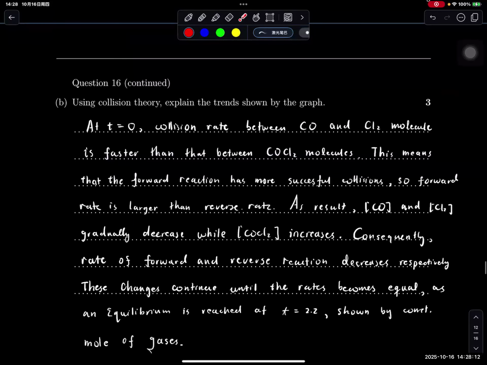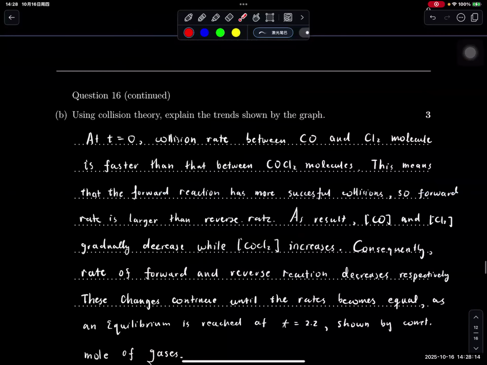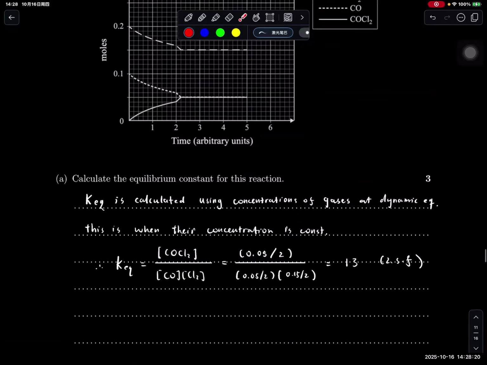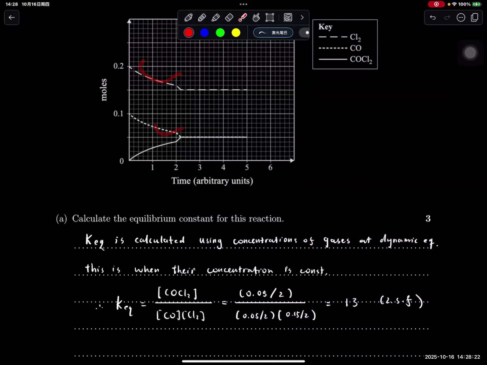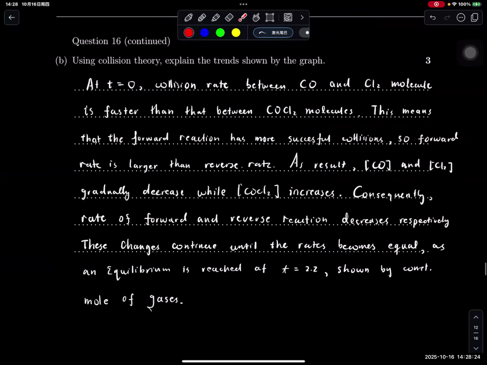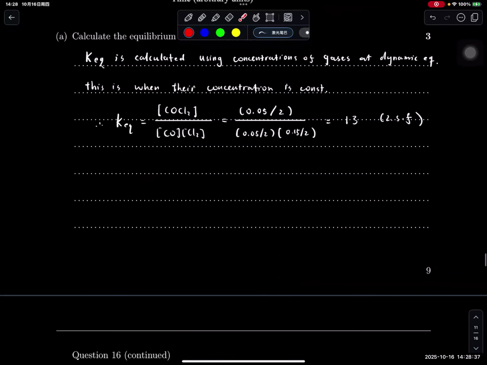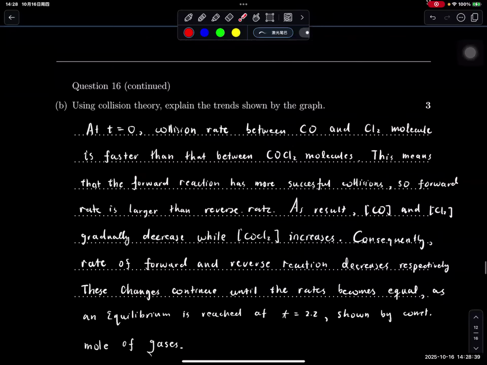Question 16b says to use collision theory to explain the trend shown by the graph. Well, you just have to say how initially everything changes. So what I said was, at T0, the collision rate between carbon monoxide and chlorine molecules is much faster because you only have reactants. You don't have any product.